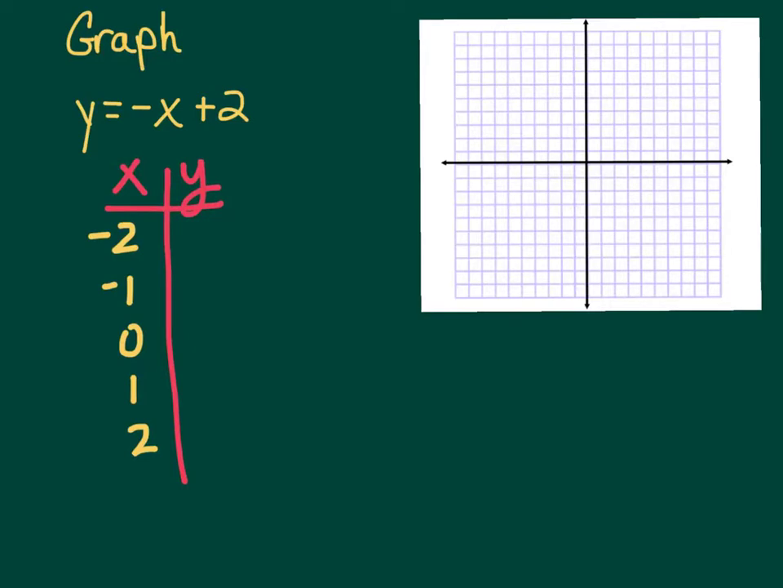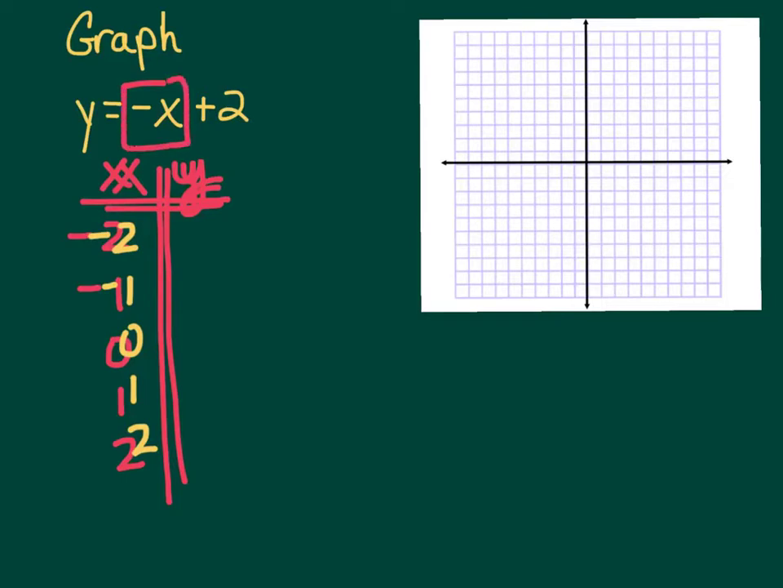All right, so now we are going to plug these numbers in for x. I'll start with negative 2. Right here, I need to plug in a negative 2. Well, it says negative right here, and then it says x is negative 2 plus 2. Well, I have to think, what's the opposite of negative 2? Which would be 2, plus 2 is 4.